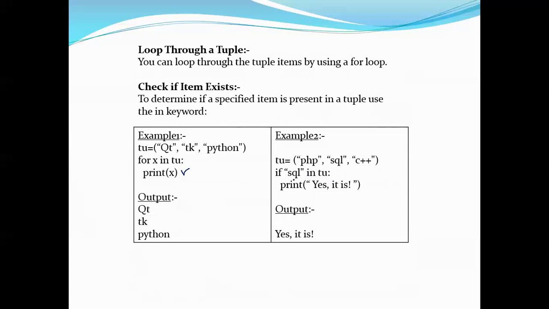So what I say, initially SQL will be compared with PHP. No, it is not matching. In the next iteration, SQL will be compared with this SQL, then it will say print yes, it is present, right? So inside tu, I have PHP, SQL, C++. All the elements will be compared with this SQL. If any one element is having an exact match, then I will print yes, it is present. Right? So that's what is happening in the conditional statement.